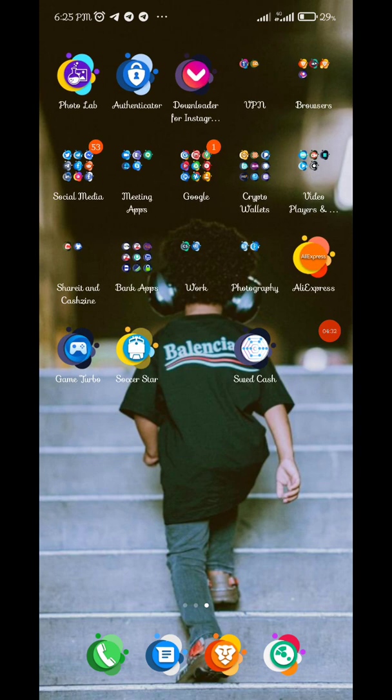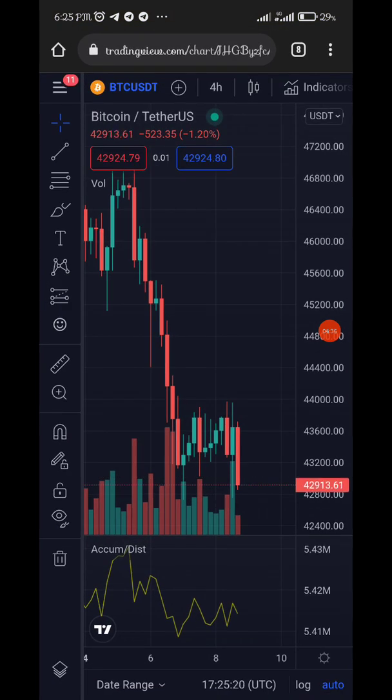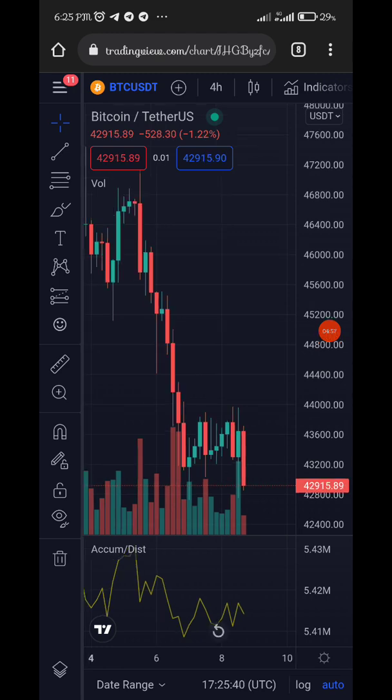So now I'll be taking us to TradingView. This is TradingView, this is how it looks. This is the current chart as of when I did this video, which is on the 8th of April around 6:25 p.m. This is how the chart of Bitcoin looks. Bitcoin is currently trading at around 42,904.35 or thereabouts.